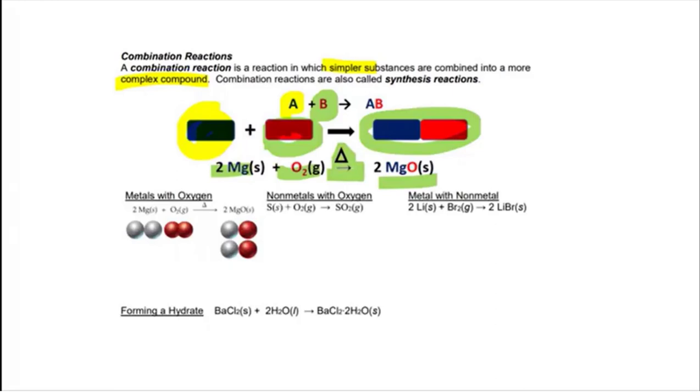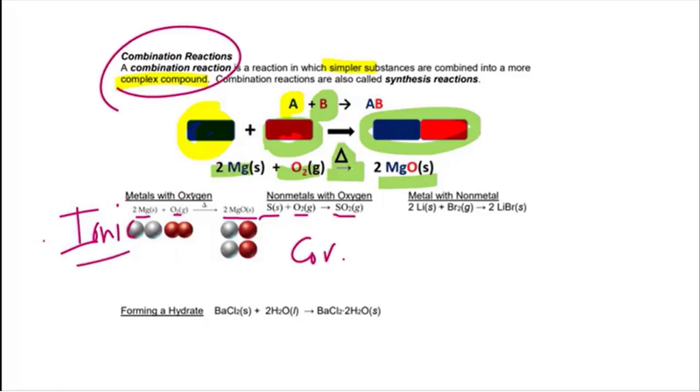Now, there's a couple different ways that combination reactions can happen. We can have a metal with oxygen, like that example, magnesium plus oxygen gives me magnesium oxide. We can have nonmetals with oxygen. So I can have sulfur plus oxygen to give me sulfur dioxide. So this would be a covalent compound. We can have an ionic compound. We can have covalent compounds. So combination reactions are not limited to just one kind of reaction. It can be ionic, it can be covalent.